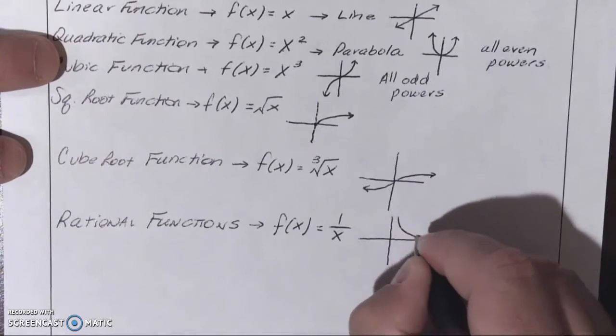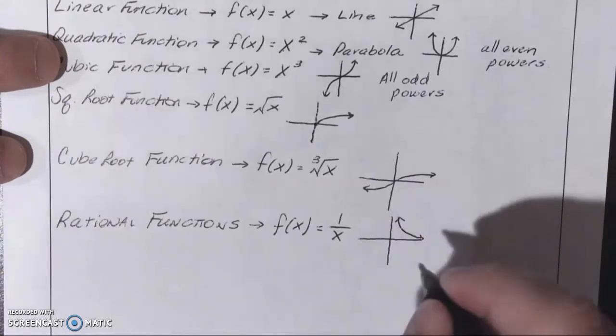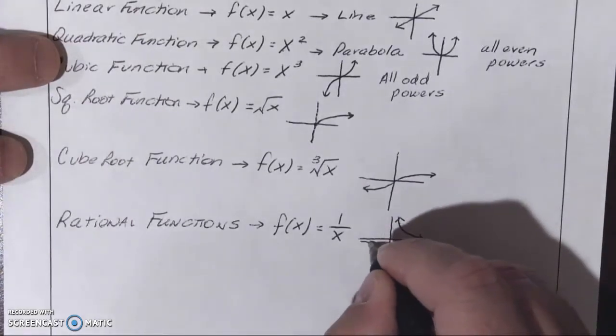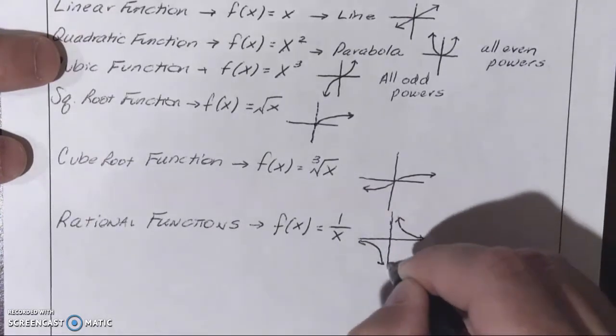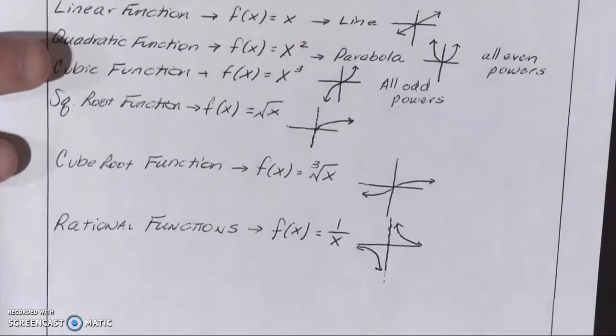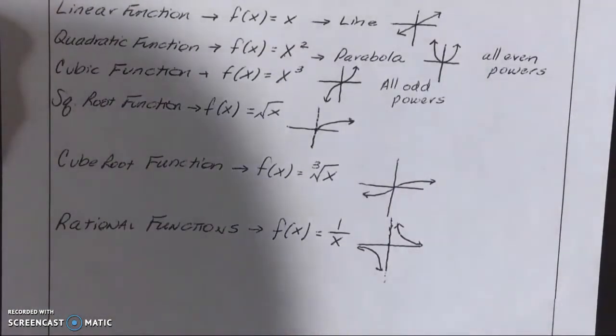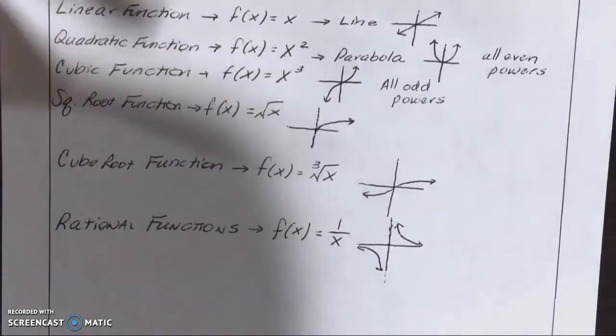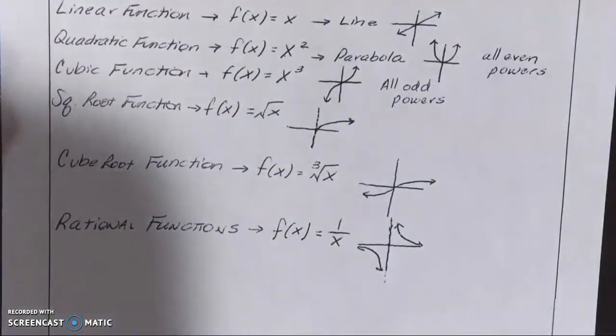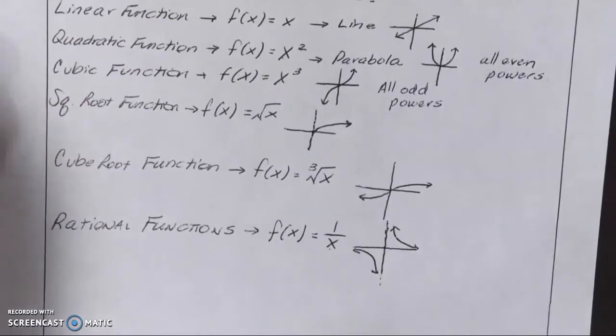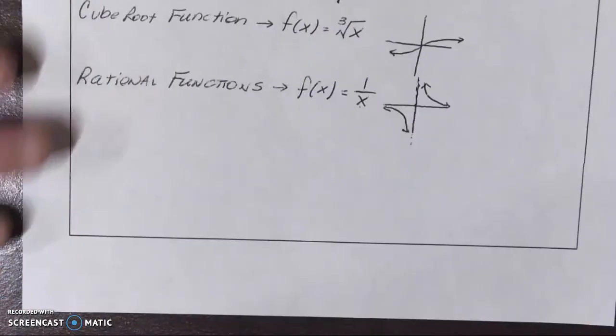The parent rational function actually has an asymptote at the y-axis. And as we talked about domain and range in section 2.1, I'm sure you can figure out why it has an asymptote there, especially with that variable there in the denominator.